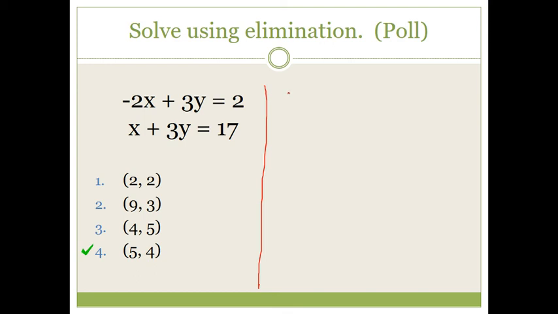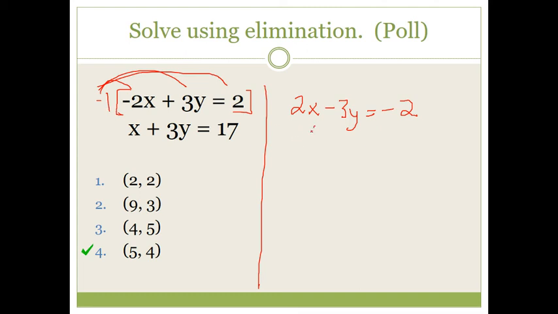I'm just going to do it to the top equation. So I'm going to multiply this entire top equation by -1. Then I have to distribute that -1 to every term. So we get that 2x minus 3y is equal to -2. That was the result of multiplying the top equation by -1.